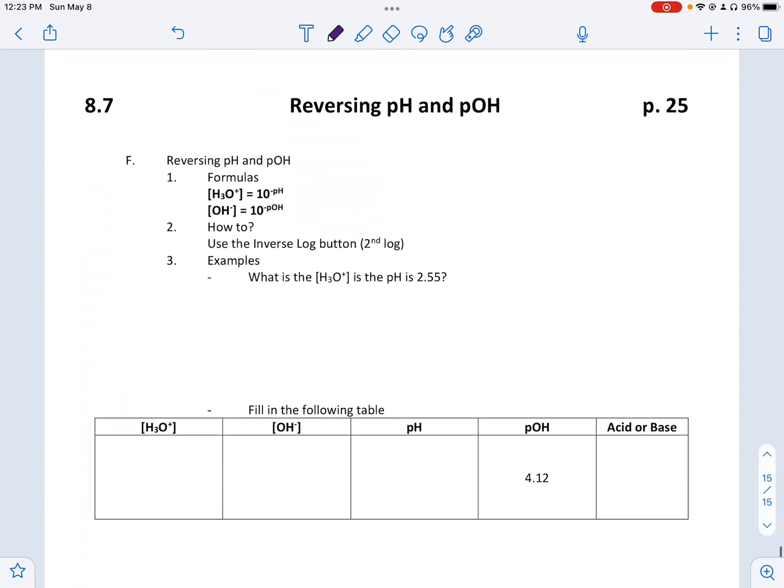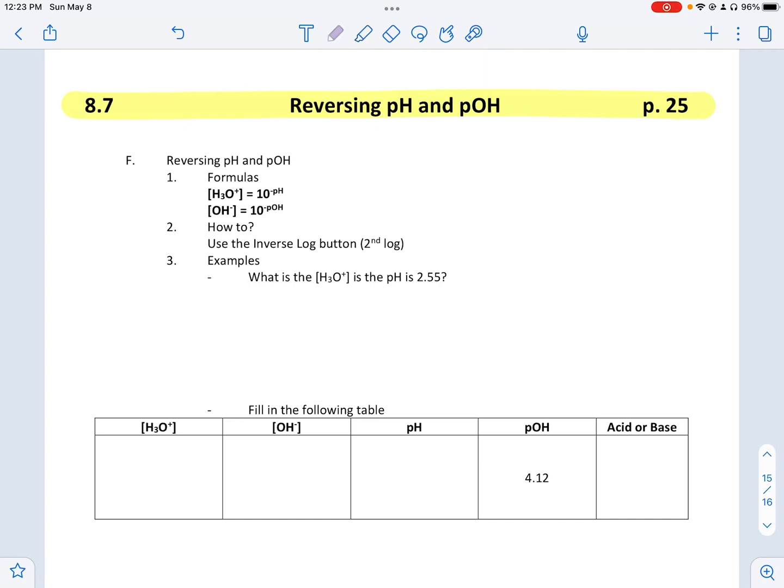Okie dokie. Today should be fairly short. We are talking about reversing pH and pOH. We're on page 25. Like I said, this is our last day of notes. Please don't forget to put this in our table of contents because you'll want that. All right, and let's roll.